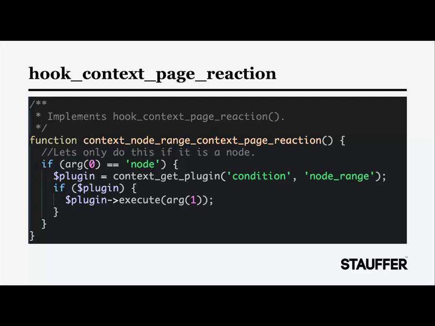For this condition, I made a very unrealistic condition: if your node is any node number between 0 and 10. So that's pretty much it. Here I just check, are you a node? If you're a node, pass in the number, and we'll check that number to see if it matches the node number that's currently being viewed. Pretty simple, reaction.